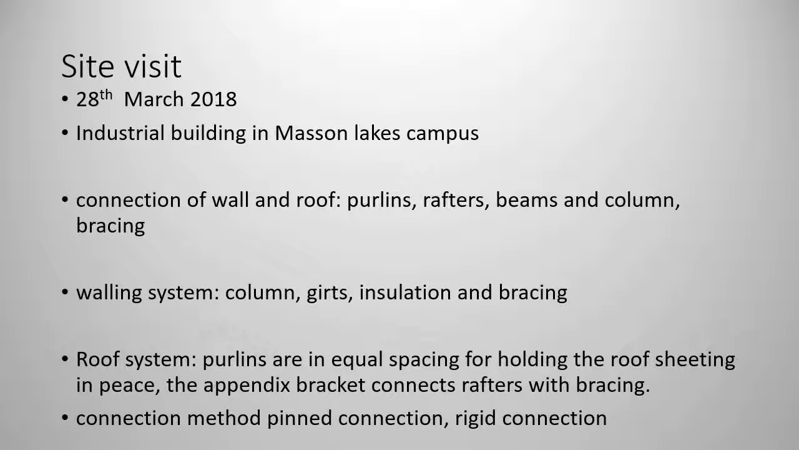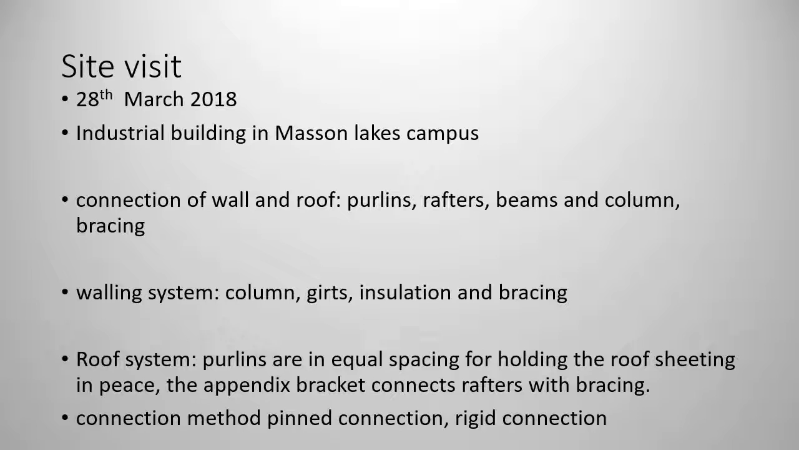Bracings between rafters and columns need to carry the wind load, but single bracing cannot carry the wind load from both directions, so cross bracing should be used instead of single bracing in this building. For the walling system, the components include columns, girts, insulation, and bracing. For the roof systems, all the purlins are in equal space. For holding the roof sheeting in place, the apex bracket connects rafters with bracing.